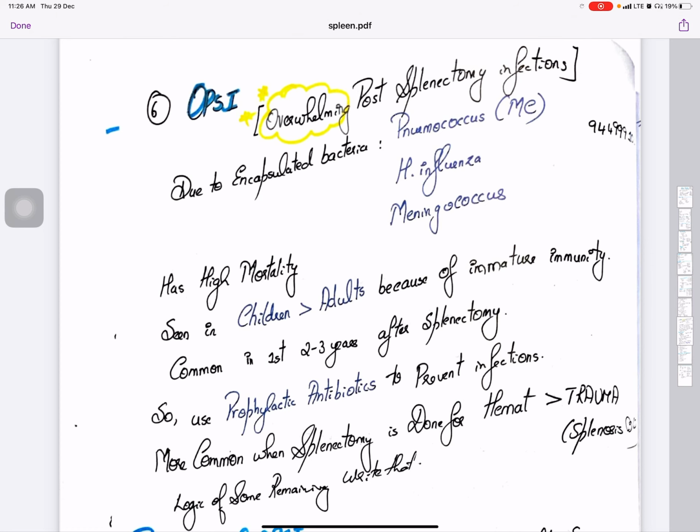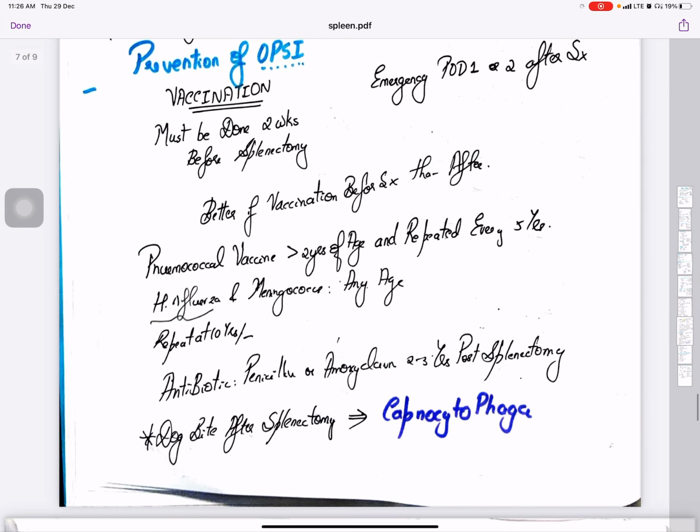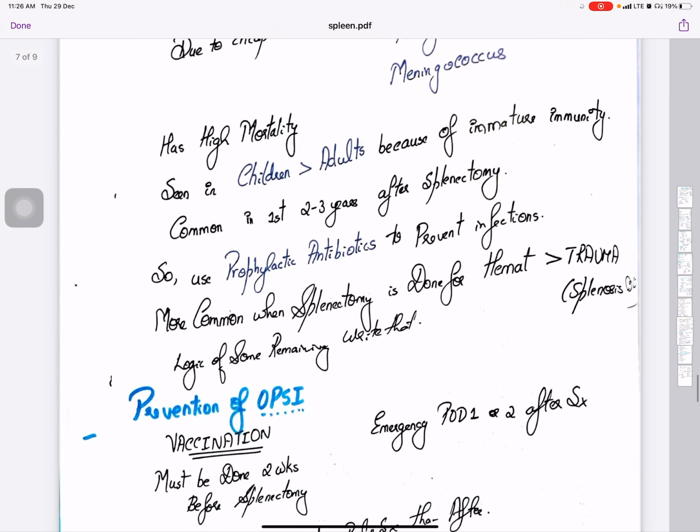Prophylactic antibiotics: we give penicillin or amoxicillin for 2 to 3 years afterwards, and we give vaccination. In vaccination, the better one is pre-operative vaccination, two weeks before splenectomy is done. Pneumococcal vaccination is repeated every 5 years, influenza vaccination every 10 years, and the pneumococcal vaccine can be given anytime after 2 years of age. Influenza and meningococcus, any age you can give. That's about it for OPSI.